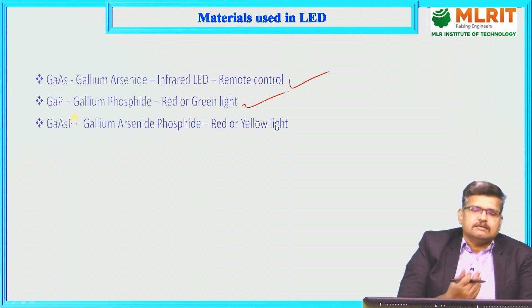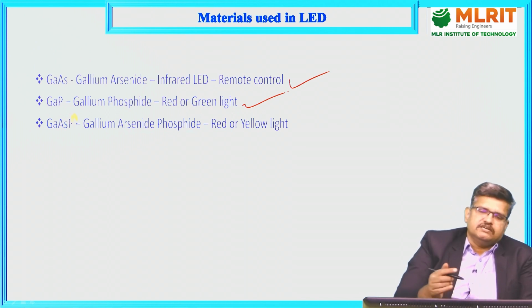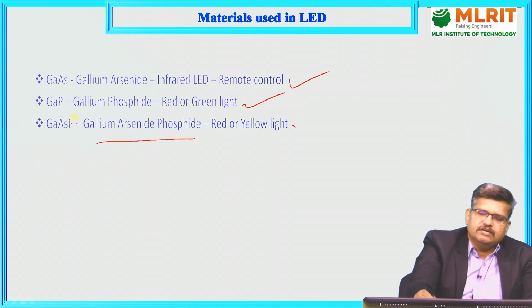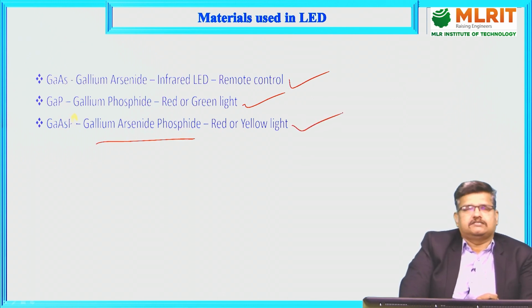Sometimes we may require different colors of light. GaAsP is nothing but gallium arsenide phosphide. In this combination we get either red or yellow light. So these are the three major materials we use in the LED for emission of a light signal.